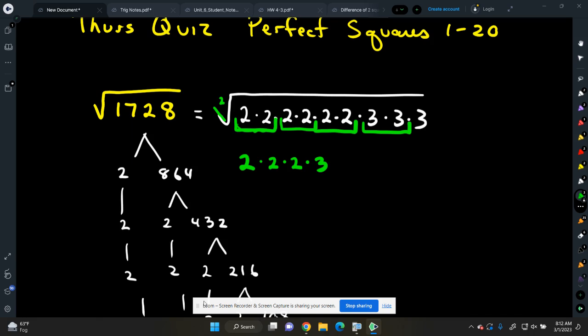And when it comes out of the radical, weddings are on my brain, right? When it comes out of the radical, they get married and they become 1. Okay? So what's left inside the radical? Just the 3. So this is 2 times 2 times 2 times 3, which is 24, right? 24.